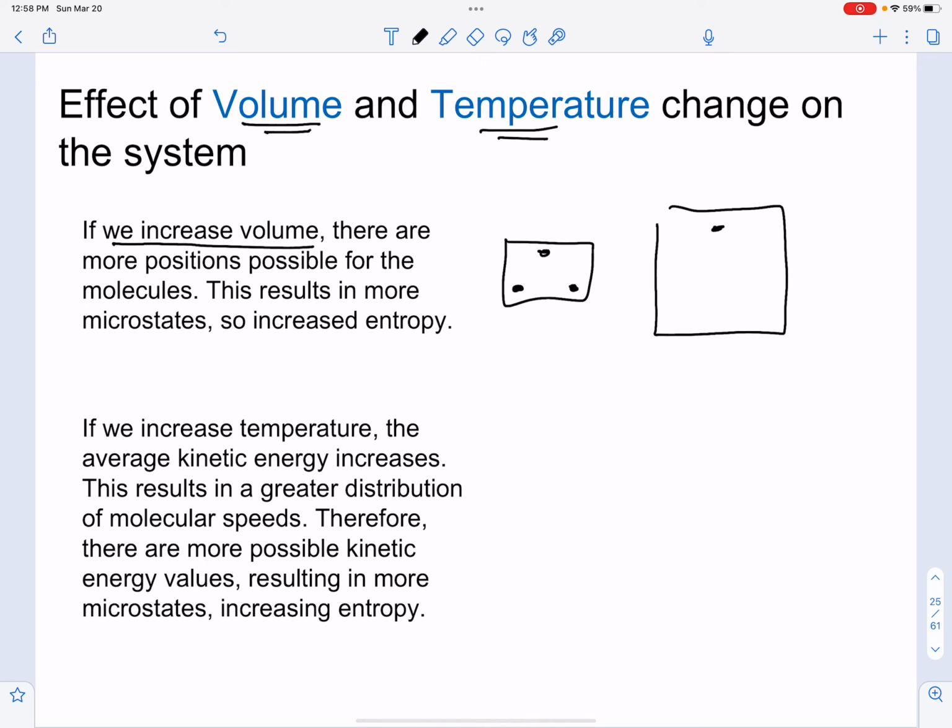It could be like this. So this is going to have a lot more microstates by increasing the volume, so therefore it increases the entropy. What about increasing the temperature?